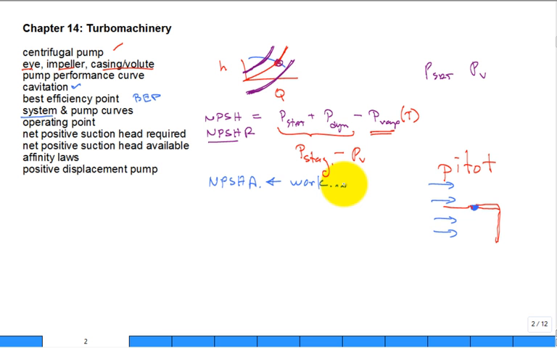Okay. Affinity laws. Real important. If I had to say something would be on the FE exam. Are you going to take the FE exam? You're going to pass the FE exam? What percent of the FE exam is fluids? A good chunk. Think about it.